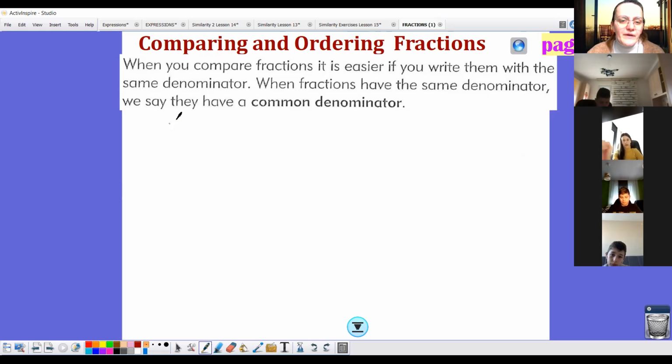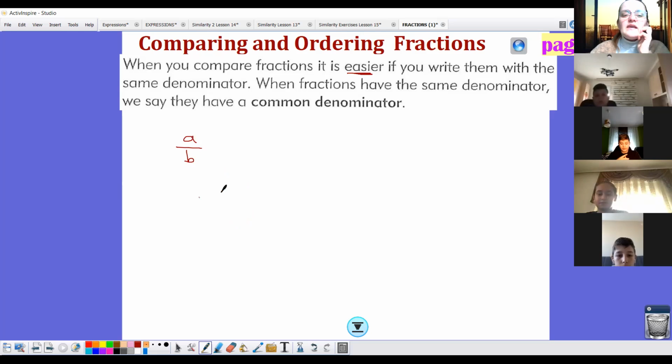When you compare fractions, it is easier if you write them with the same denominator. Which one is the denominator? If I write A over B, B, the bottom number, is the denominator, and A is the numerator. If we write the denominators the same for two fractions, then it is easier to compare them. When fractions have the same denominator, we say they have a common denominator.